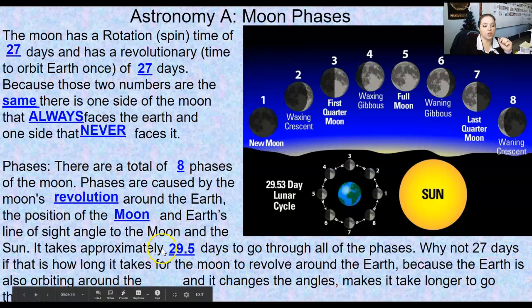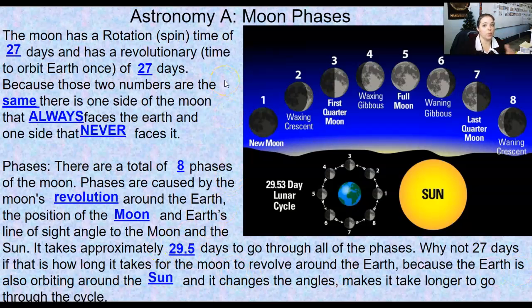So because the Earth is also orbiting the sun and it changes angles, because remember, we're tilted at the 23.5-degree angle, it makes it longer to go through the cycle. So it's kind of like the moon has to play catch up just to get back where it was to start.